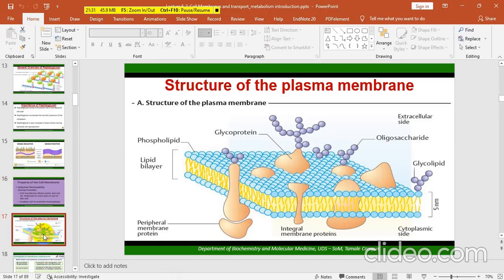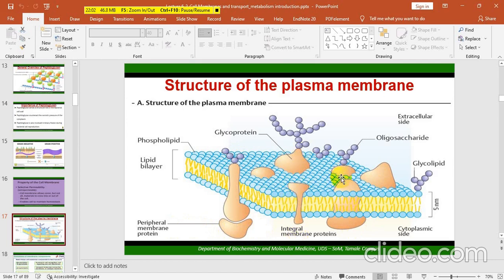So this is the structure of the plasma membrane. We have the lipid bilayer, the phospholipid, the phosphate group, and the lipid group. We have integral or transmembrane proteins. They span through the plasma membrane. They run through the plasma membrane. Then the peripheral membrane proteins are just attached to the outer side of the membrane. They don't span through or go through the membrane like this.